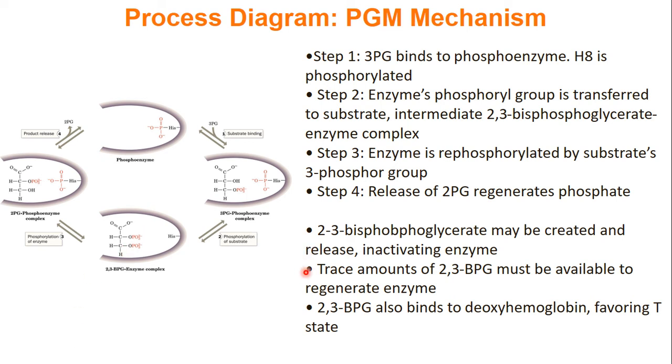2,3-BPG, we also talked about it when we were talking about hemoglobin. It can bind to the deoxy form, favoring the T state. So you have 2,3-BPG in your cells. Blood cells have more than normal cells to interact with hemoglobin.